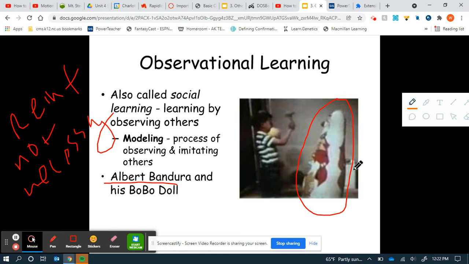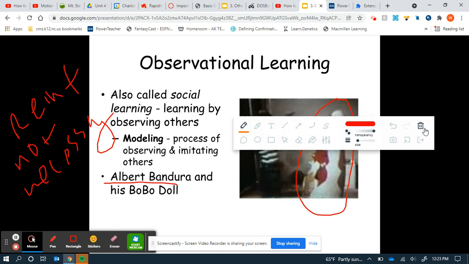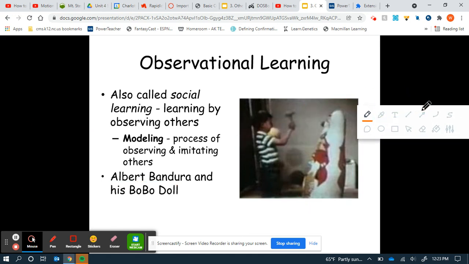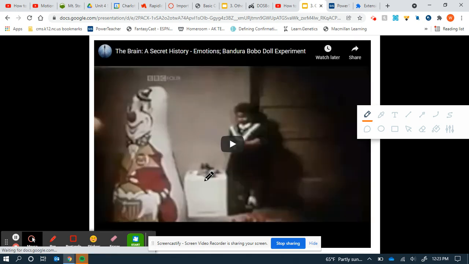And when he put the children in the room with the Bobo doll without the adult, he found that the children acted much more aggressively towards it than the children who did not observe the adult being aggressive towards it. He found that the children were actually more aggressive to it than the adults had been. They were more likely to use weapons against it. But there wasn't any reinforcement or anything. They simply had just watched an adult be aggressive towards it. And here's a video. You can watch that on your own.